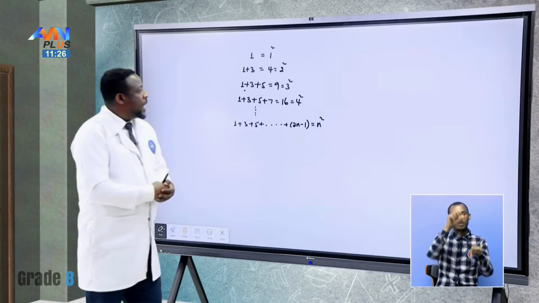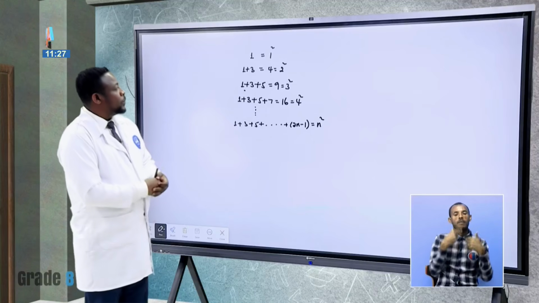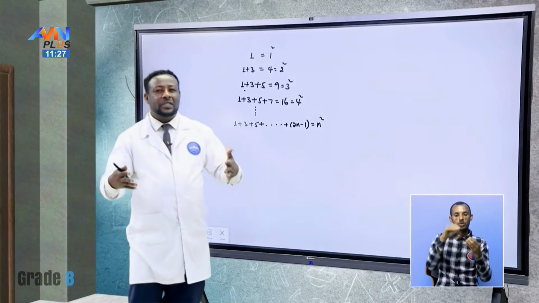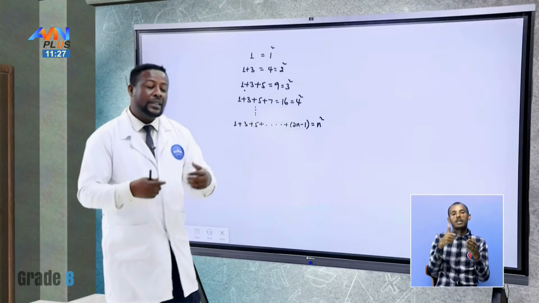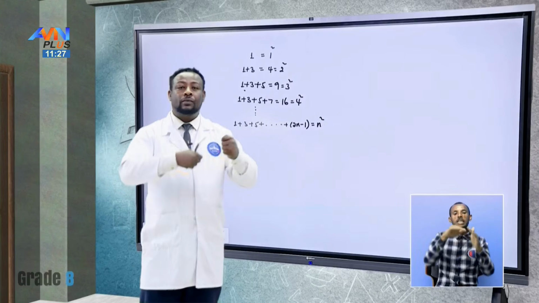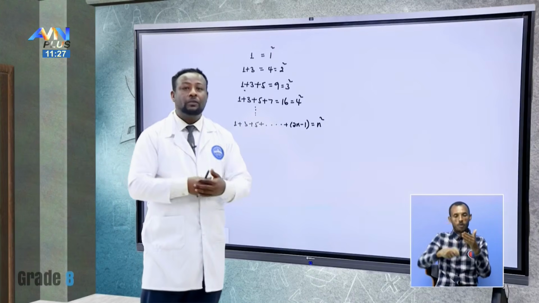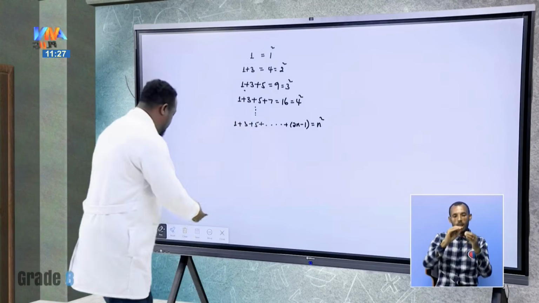Okay, so having this, we have also some other very interesting relationship between the difference of the squared values of certain consecutive natural numbers. Here is that thing.